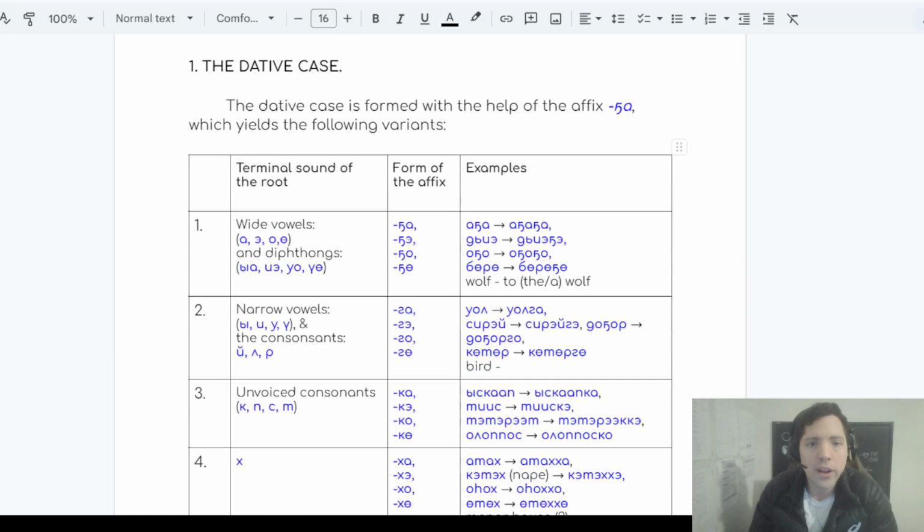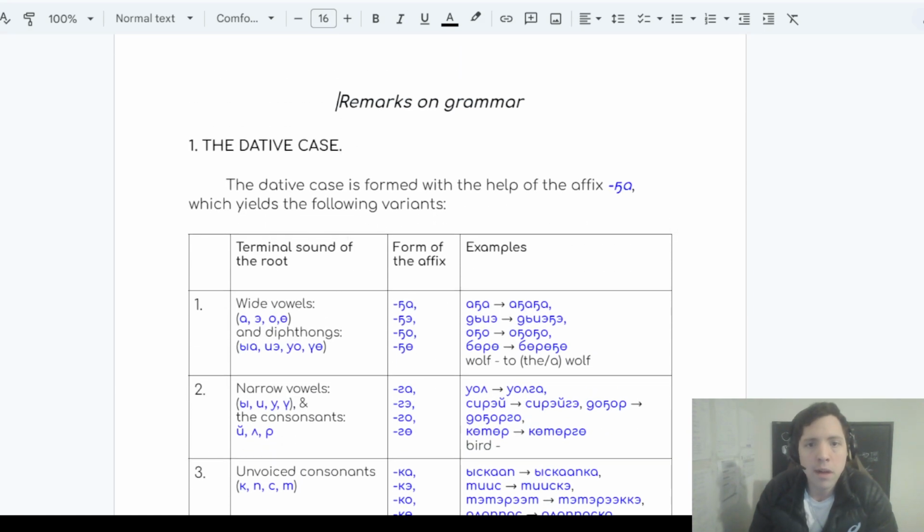Okay, going down to the grammar. Today's grammar, we have remarks on grammar. We are learning the dative case, which is a fancy way of saying how we say to or at in this tongue. We put something onto the end of the noun. So instead of to the house, we say house to, and we add it to the end of the word. So the nouns in a way get conjugated.